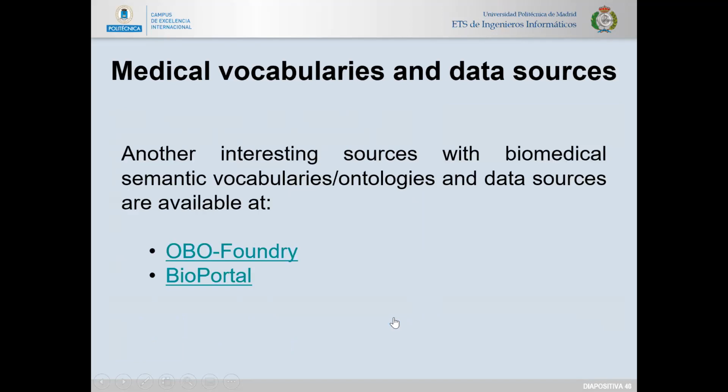Okay. Another source of interest for biomedical semantics, in this case vocabularies and ontologies, as you were asking, Gustav, can be found at these two web pages. One is OBO Foundry, and the other is BioPortal. There you can find specific ontologies focused on this topic.